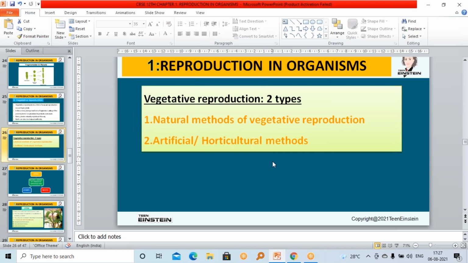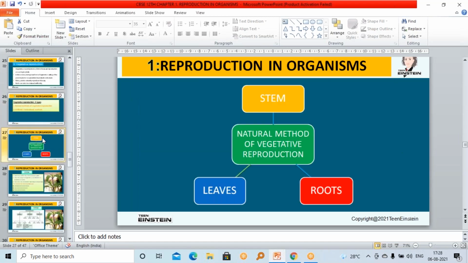Then vegetative reproduction is of two types. One is the natural method of vegetative reproduction and the second one is the artificial or horticultural method. See, the first one, just now I told, is a natural process. Through the natural process, so many plants are doing their reproduction through vegetative reproduction, and we can induce vegetative reproduction. That is the artificial or horticultural method of vegetative reproduction.